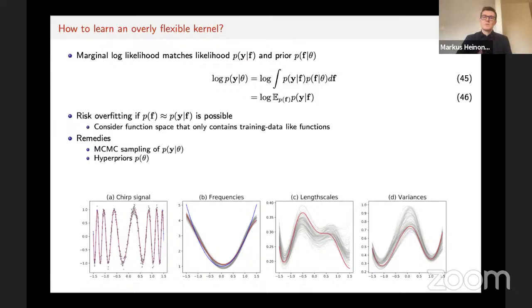So model selection is really the key with more flexible kernels. For example, here in the chirp signal, you only learn functions that have certain frequencies and length scales. How do you know that outside the training range, it still follows exactly this sort of behavior? You don't really know.